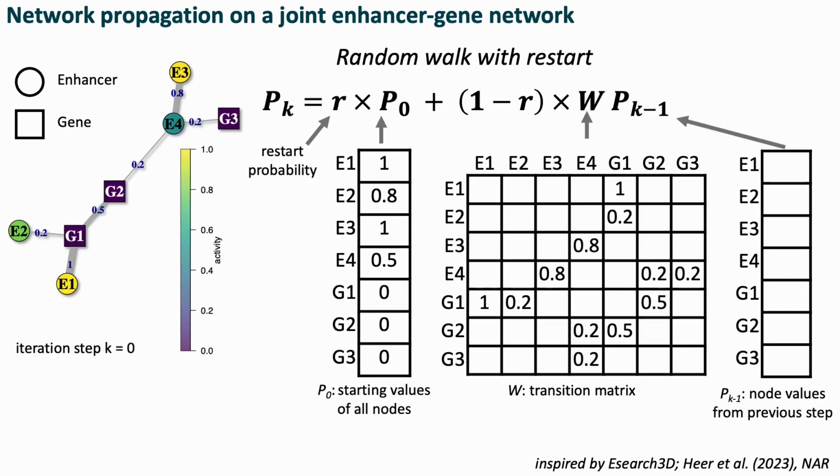Now, we want to apply network propagation, more specifically random walk with restart. And what we need for this is a transition matrix, which tells us how likely it is that if we are at one node, we transition to another node. And to fill this, we can use the contacts that we get from, for example, a Hi-C matrix.